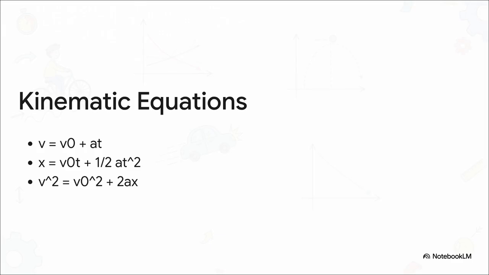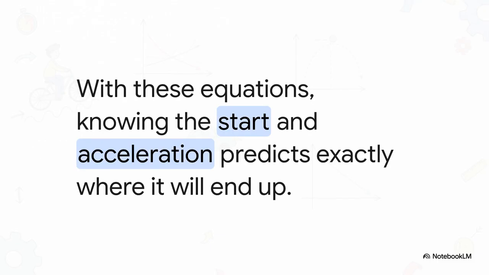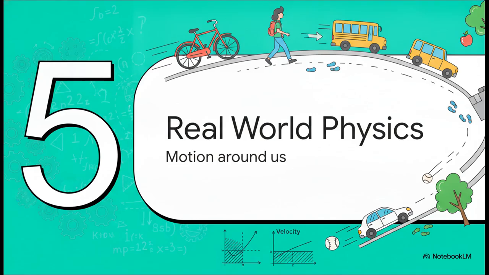I know, these formulas totally look like alphabet soup right now, but they are incredibly powerful tools. They beautifully link together 5 things: initial velocity, final velocity, time, distance, and acceleration. Honestly, you can think of these equations as a physics superpower. As long as the acceleration is constant, if you know just a few things about where a moving object starts and how it accelerates, you can literally predict exactly where it will end up. You can calculate the future position of a thrown ball or how fast a falling rock is going right before it hits the dirt.